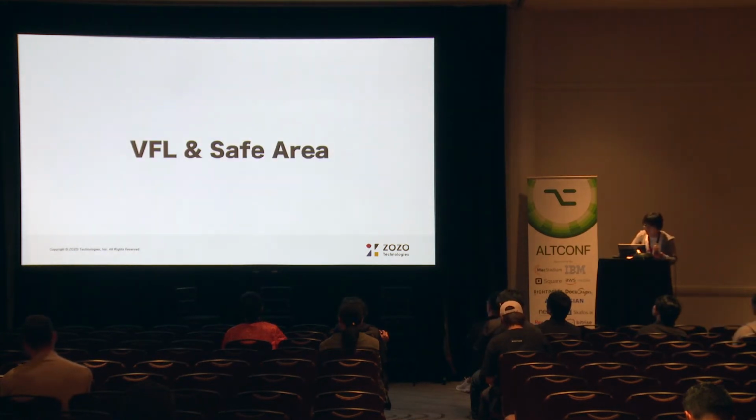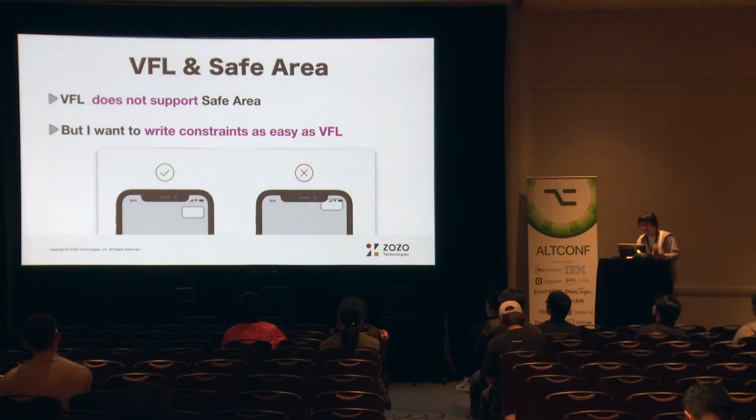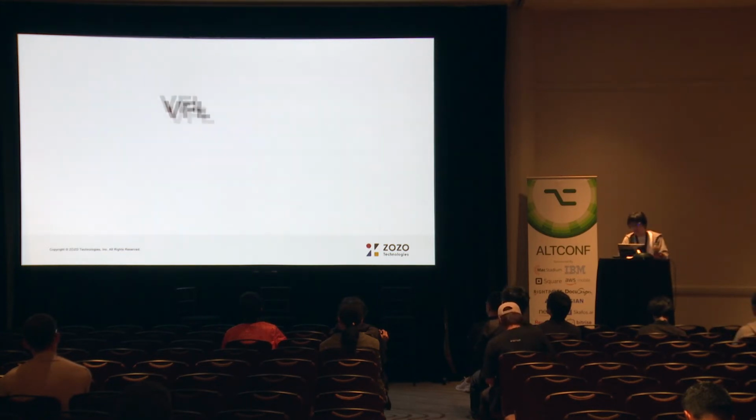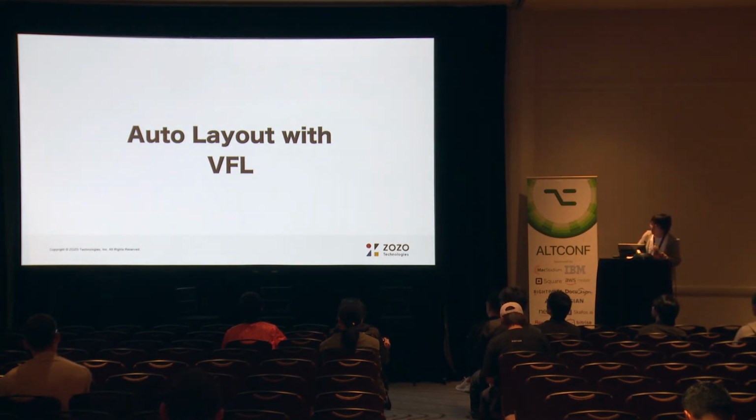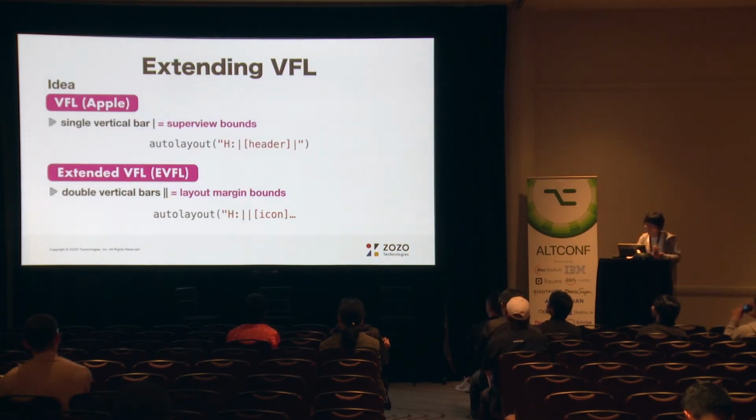Next, I'll talk about safe area support of VFL. Unfortunately, VFL does not support safe area, but I want to write constraints for safe area as easily as VFL. Now, what we need is not the original pure VFL. We need an extended VFL. The idea for extending VFL to support safe area is that we introduce double vertical bars syntax in addition to the original single vertical bar syntax. Single vertical bar defines superview bounds. We use double vertical bars as layout margin bounds.